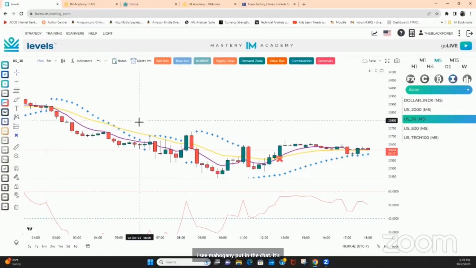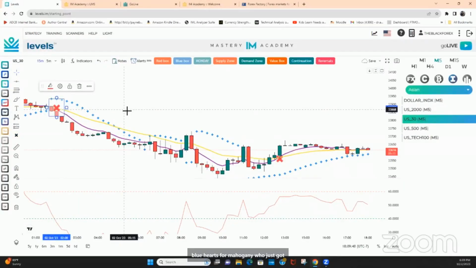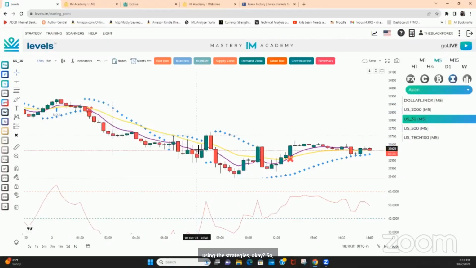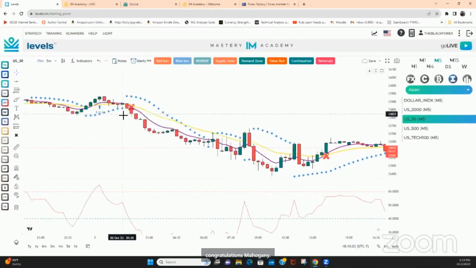I see Mahogany put in the chat, it's working for me. Please drop some blue hearts for Mahogany, who just got funding for $5,000. She's joining the funding club. And Mahogany has been really paying attention and using the strategies. So congratulations, Mahogany.